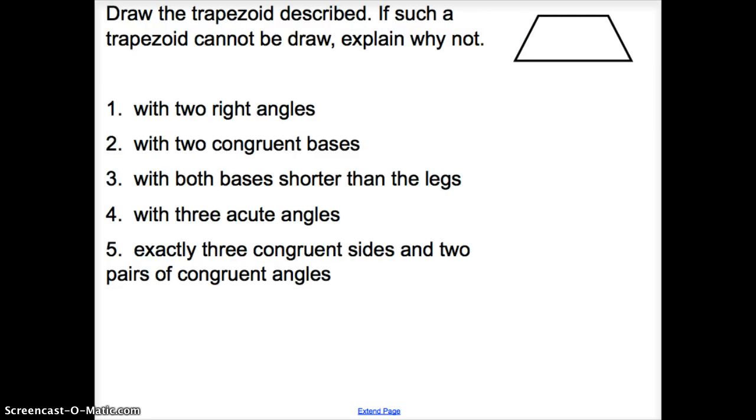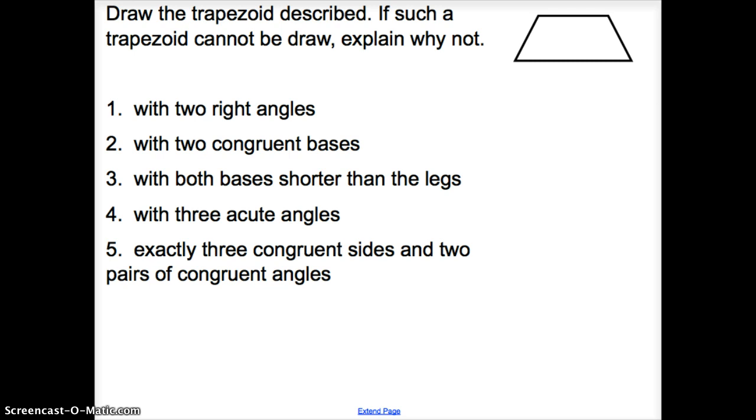And finally, today we're just going to work on drawing and trying to think of counterexamples for the following 5 descriptions. Can you draw a trapezoid with 2 right angles? If not, explain why. Can you draw a trapezoid with 2 congruent bases? If not, explain why. Can you draw a trapezoid with both bases shorter than the legs? If not, explain why.